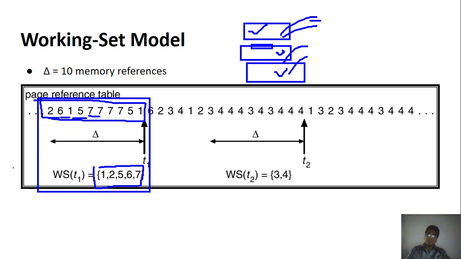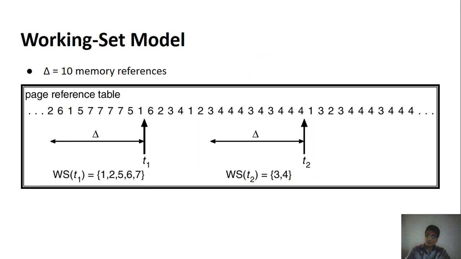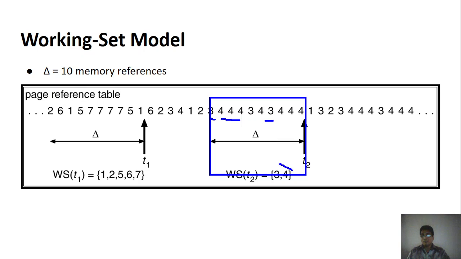Now after some time, after time t2, you may be in this region. Let me draw it again. So you may be in this region. Take the last 10 references. In this working set, what are the things which are required? 3 is there, 4 is there, 3 is there, 4 is there. So how many values must be there in the working set?